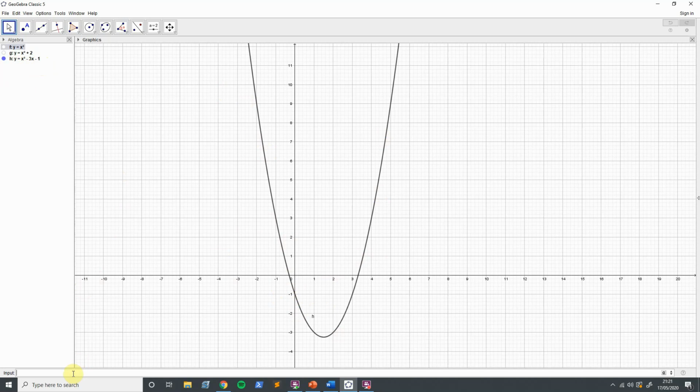And then if I look at my final one, so y equals minus x squared, what do you think that's going to look like?